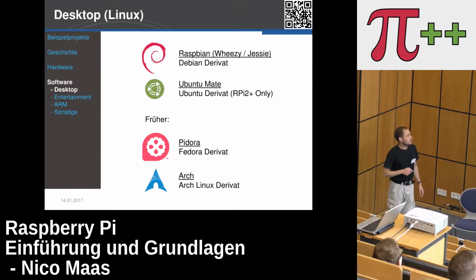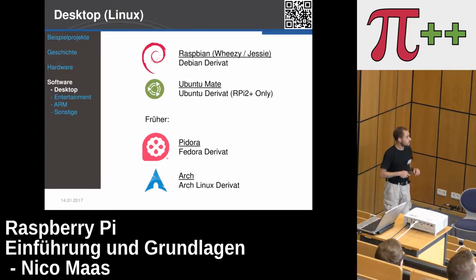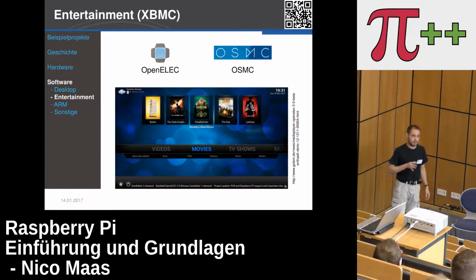Software-wise, the best thing you can use is Raspbian, because that's a Debian derivative and it's the official Raspberry Pi software. So that's the thing you get the most support for in the Raspberry Pi forums as well. But you're free to use anything you want. We got a special version of Ubuntu. In earlier times we got Pidora, which is Fedora, and Arch, but they are not supported anymore, I think, not officially. We got some special software for media players like OpenELEC or XBMC.